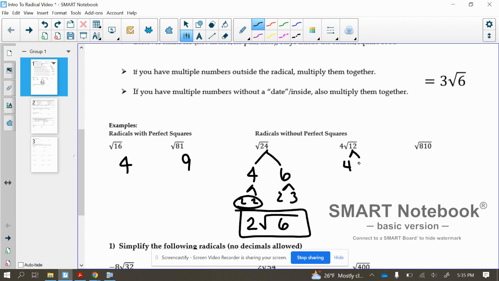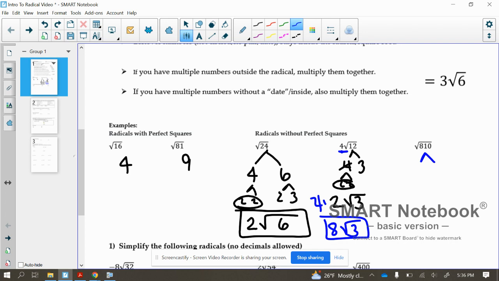Same thing with 12. 4 is a perfect square for 12. It's a factor of 12, so 4 times 3. And again, we have that perfect square of 4 becomes 2 times 2. And we are left with then the 3. Now, don't forget on this particular one, there was already a 4 outside. So that's going to get multiplied by the 2 that moved out for a final answer of 8 square root 3.